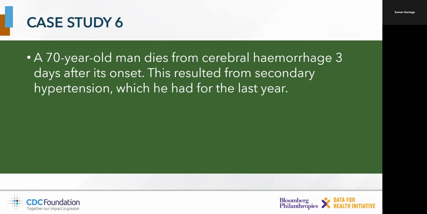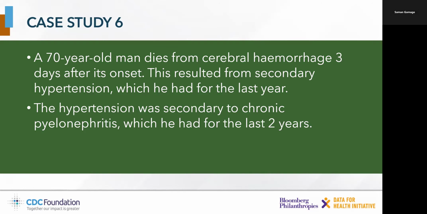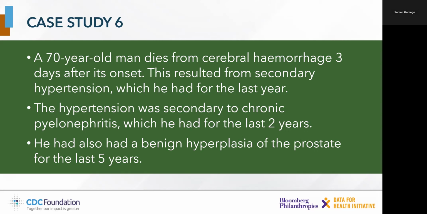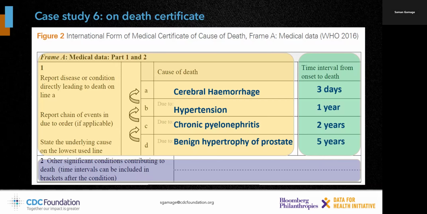Another case study: a 70-year-old man dies from cerebral hemorrhage 3 days after its onset. This resulted from secondary hypertension, which he had for the last 1 year. The hypertension was secondary to chronic pyelonephritis, which he had for the last 2 years. And he also had a benign hyperplasia of the prostate for the last 5 years. I think this is the same case study we discussed before. 1A, cerebral hemorrhage caused by hypertension, caused by chronic pyelonephritis, caused by benign hypertrophy of prostate.